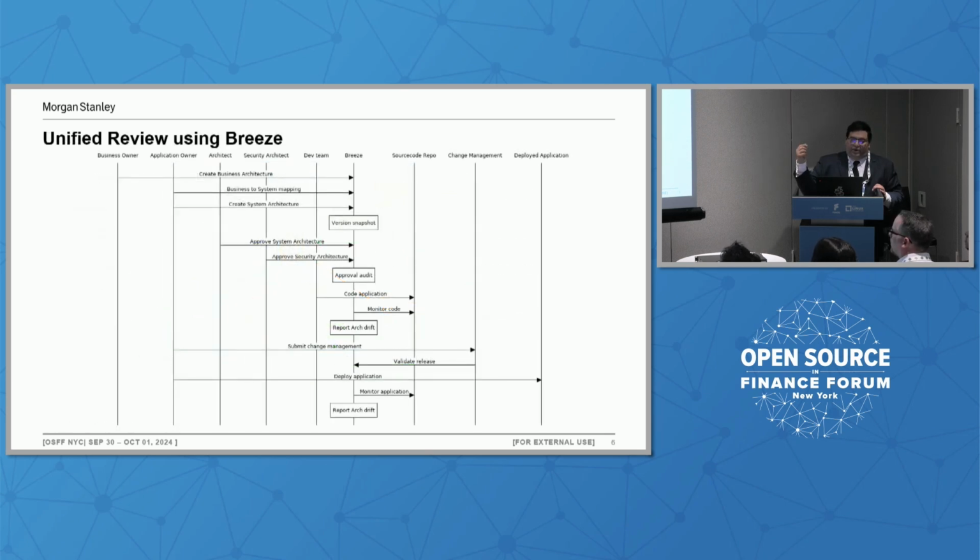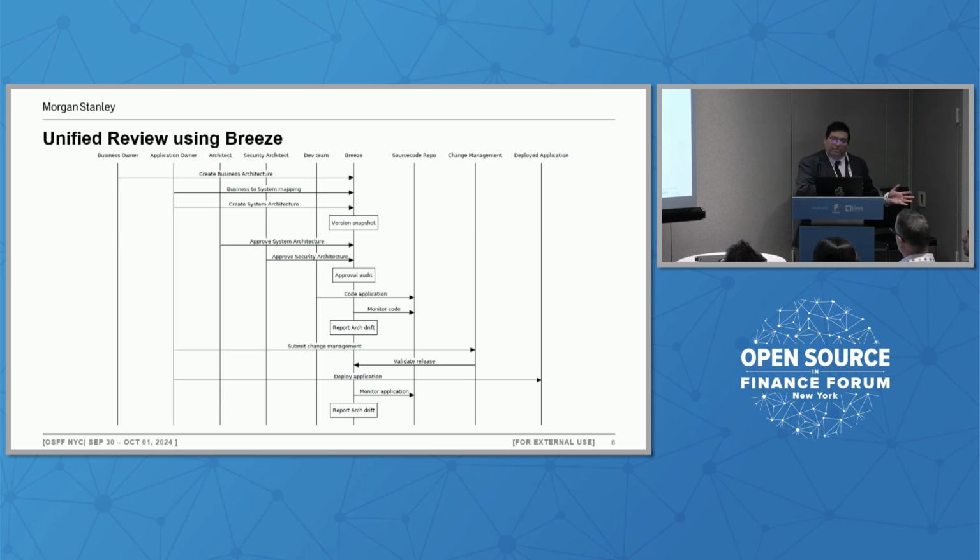So this is just a quick flow of how things would work. A business owner would start working on creating a business architecture in Breeze. The application owner would create a mapping from the business architecture to the different technical systems that exist, and will create an architecture. At that point, a snapshot of that would be taken. And this is the version.